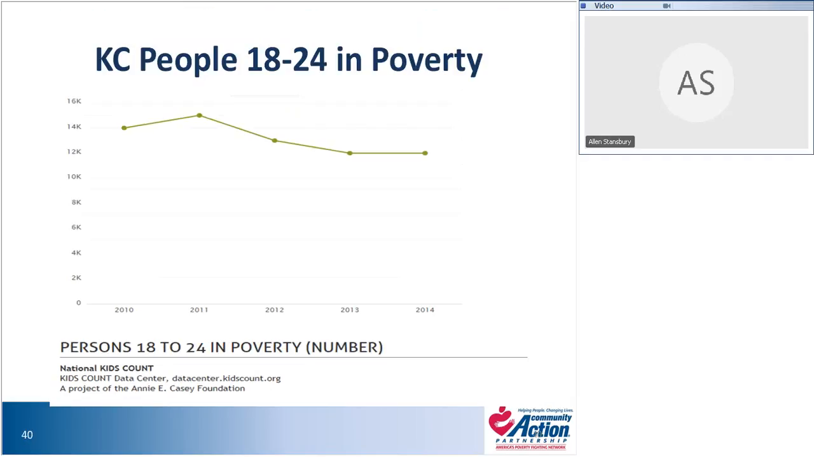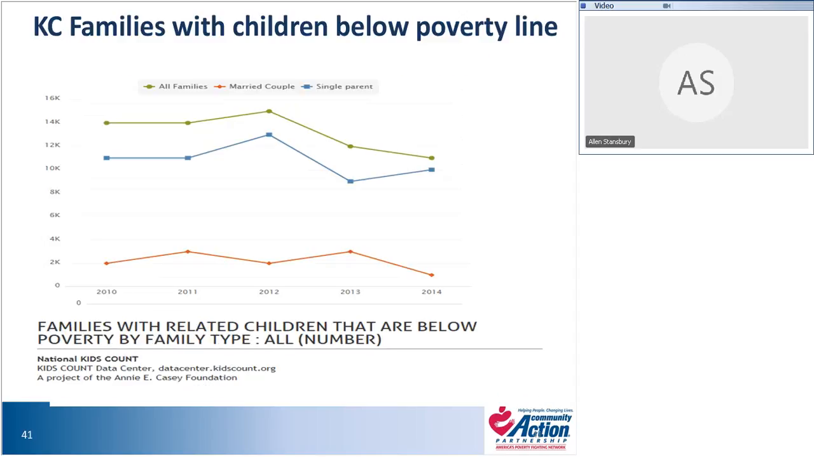Here are Kansas City people in poverty at ages 18 to 24, families with children below the poverty line. Here we show all families married.